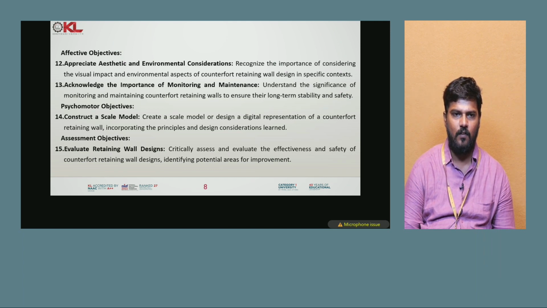Next one is acknowledge the importance of monitoring and maintenance. Understand the significance of monitoring and maintaining counterfort retaining walls to ensure their long-term stability and safety. Next one is the psychomotor objectives. Construct a scale model: create a scale model or design a digital representation of the counterfort retaining wall, incorporating the principles and design considerations that are learned.